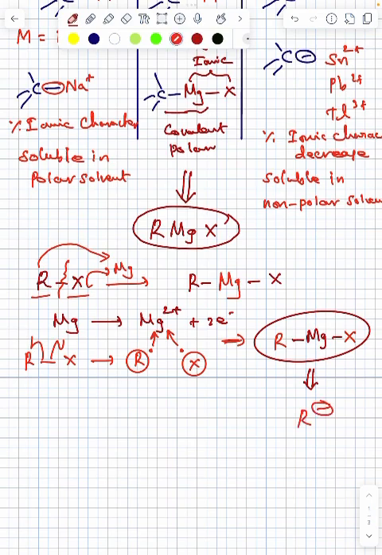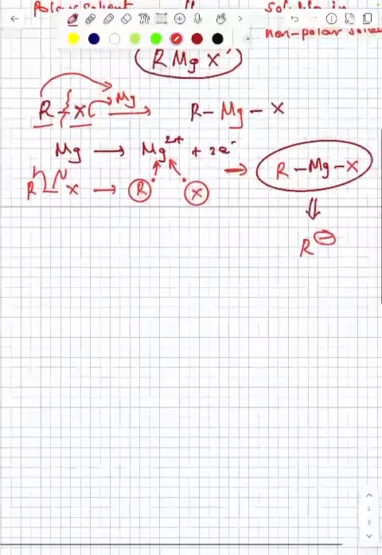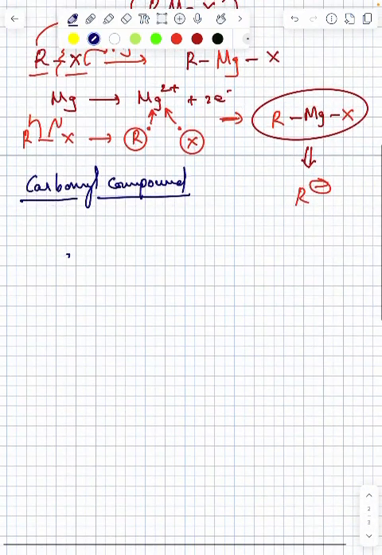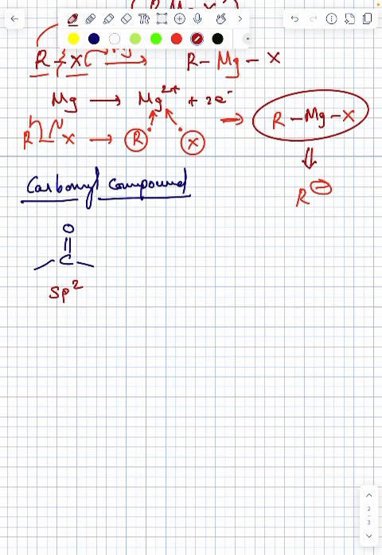So what is the purpose of using the Grignard reagent? In order to make functional group conversions. For example, I take a carbonyl compound. So what is the meaning of a carbonyl compound? A carbonyl compound means a C double bond attached with oxygen. So in this particular area, this is sp2 hybridization and it is a trigonal planar structure.